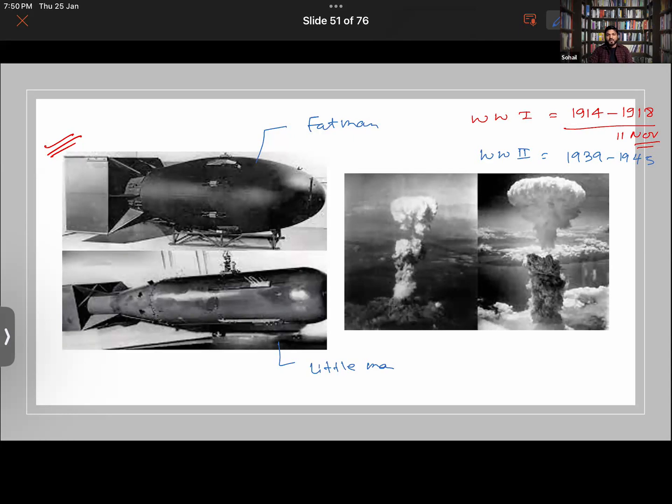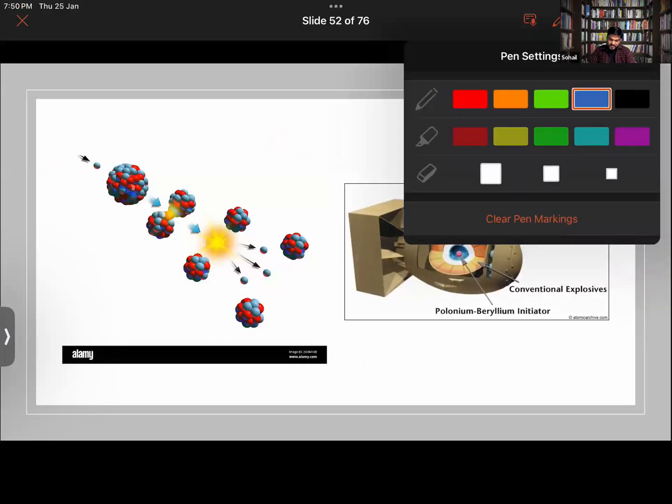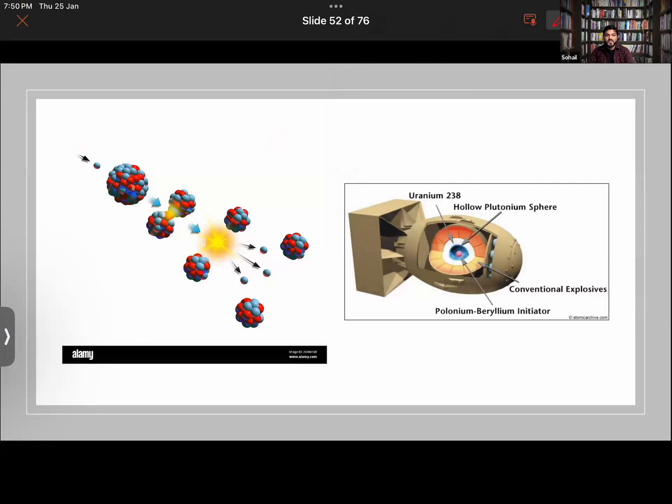Correct. By the way, these two bombs were dropped during which war? World War II. Getting it now? Okay, good. Now, if I were to ask you how a nuclear bomb basically functions, nuclear fission and nuclear fusion both take place inside.